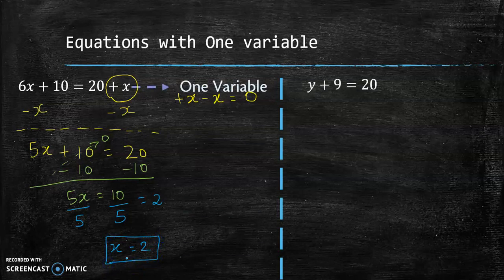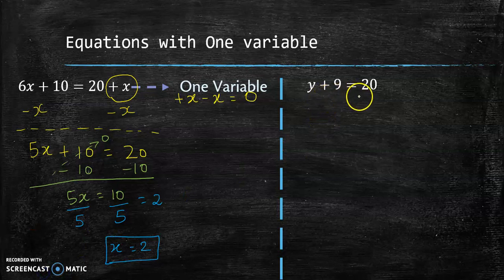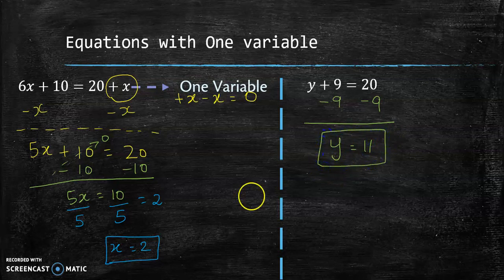y plus 9 equals 20, which is a very simple example. So let's solve it together. You have y plus 9. So what is the additive inverse of plus 9? Minus 9. So your answer is 9 plus 9 minus 9 becomes 0. So y equals 20 minus 9, which is 11. So I hope the concept is clear for you now.